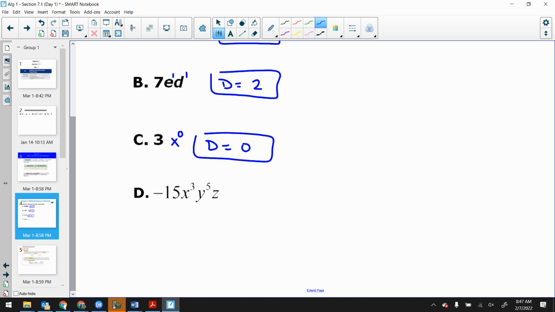Okay, and what if I made it really crazy? What's my degree of that monomial? Would it be 9? It would be 9, yeah. Because we have a 3, a 5, and a 1. 3 plus 5 plus 1 is a 9 altogether. So the degree of 9 here.